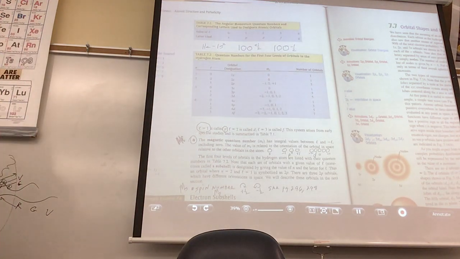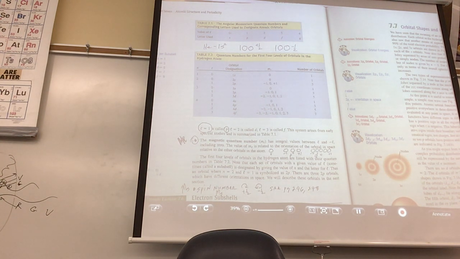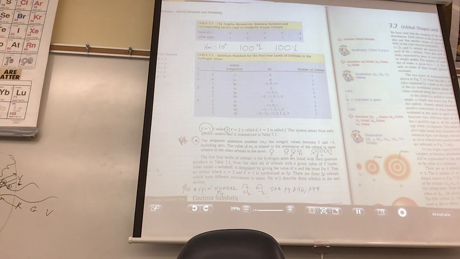So let's take a look at hydrogen. Hydrogen has one electron. The first quantum number, n, would be 1, because it's in the first energy level. What's the second part of your address? Where is that electron? What kind of orbital is it in? And what number is given to s? That's part of your address.